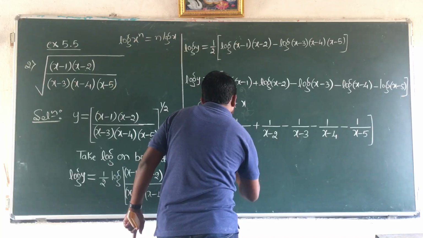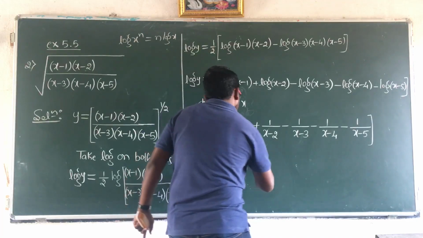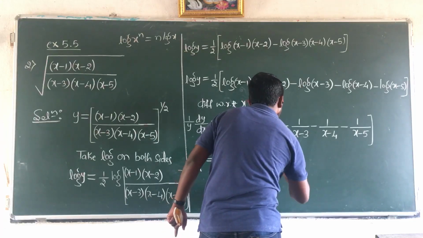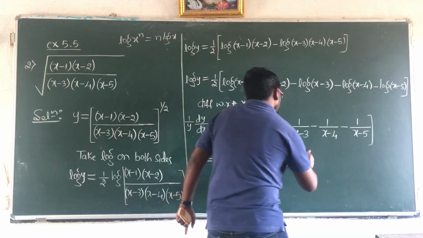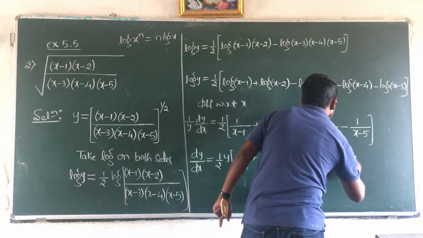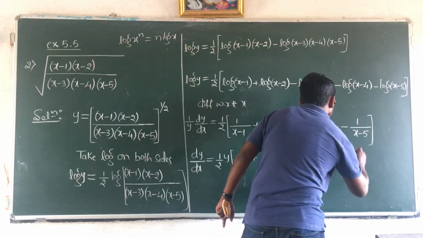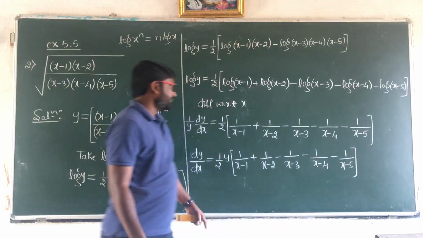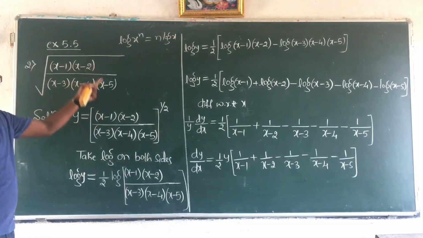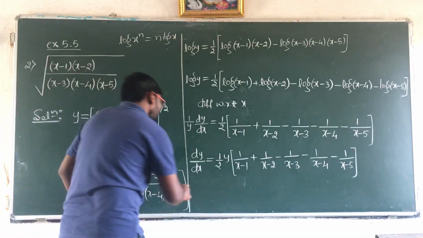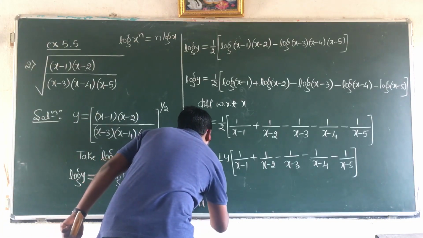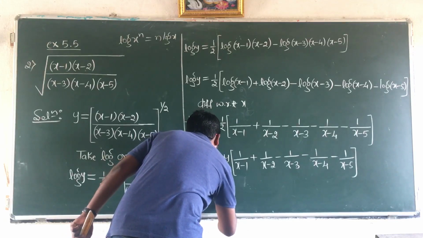It is 1 by x minus 1 plus 1 by x minus 2 minus 1 divided by x minus 3 minus 1 divided by x minus 4 minus 1 divided by x minus 5. So now we have to replace y here. What is y? It is nothing but the given problem. So now dy by dx is equal to 1 by 2, I will write it as it is.